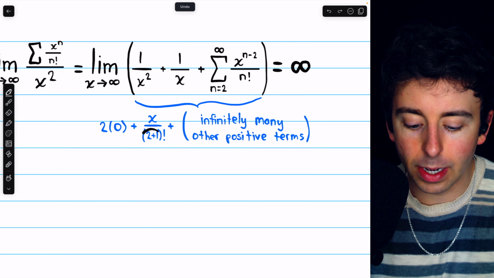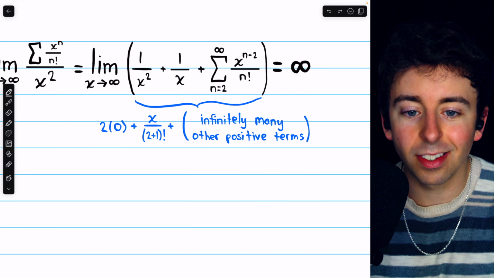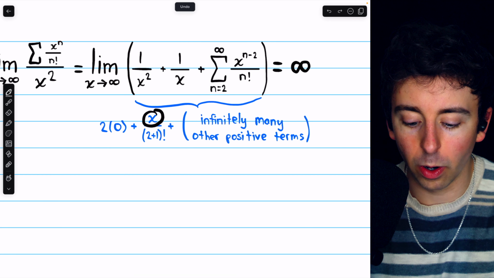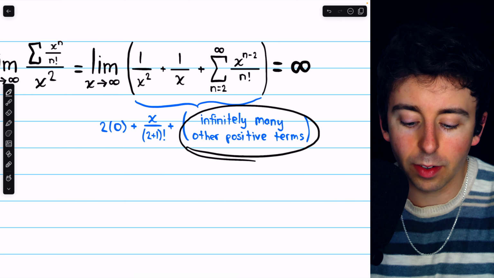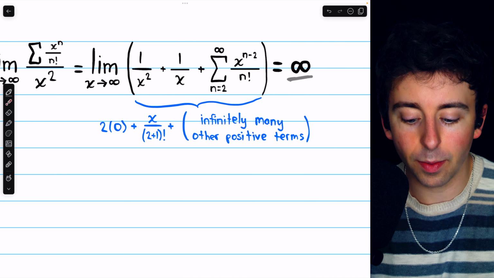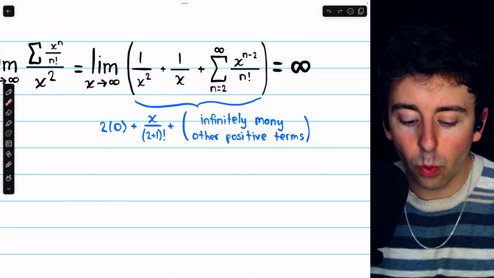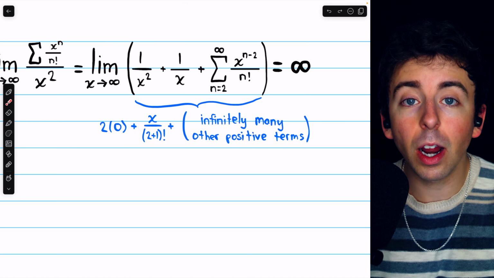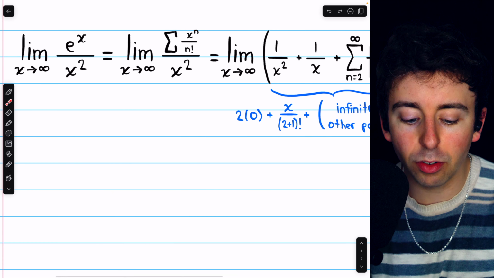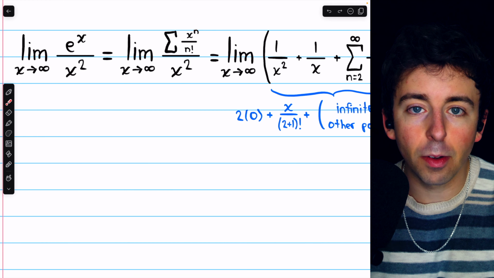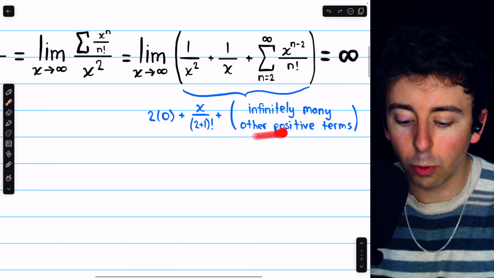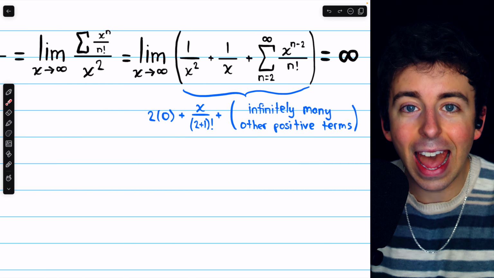In particular, by taking this term out, it's very clear this goes to infinity. What we have in the denominator is just 3 factorial, or 6, but the numerator is getting arbitrarily large, and of course, adding infinitely many other positive terms is not going to change the fact that it diverges to infinity. Additionally, writing it out like this, we see how this limit would behave for other powers of x. We were considering e to the x over x squared, but if it were x to the power of 10, for example, where we have 2 written here, we would just have 10 instead.